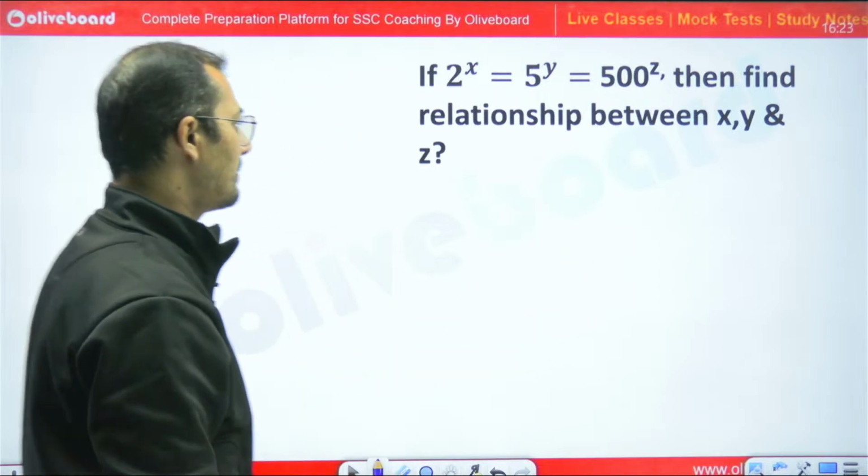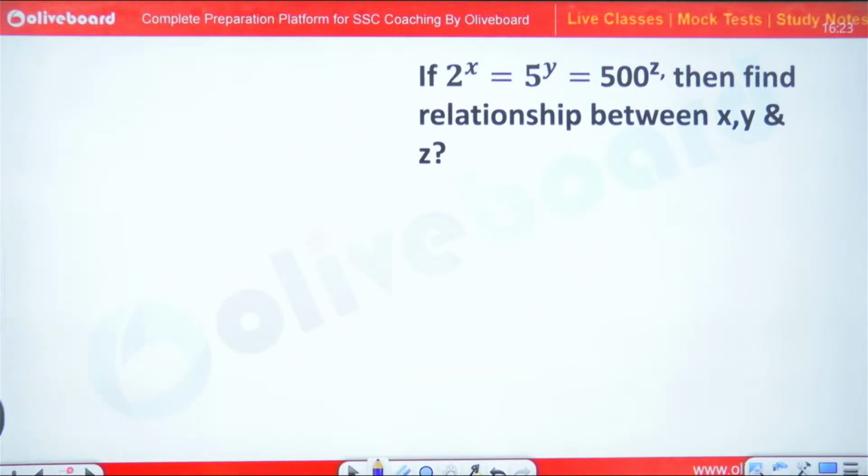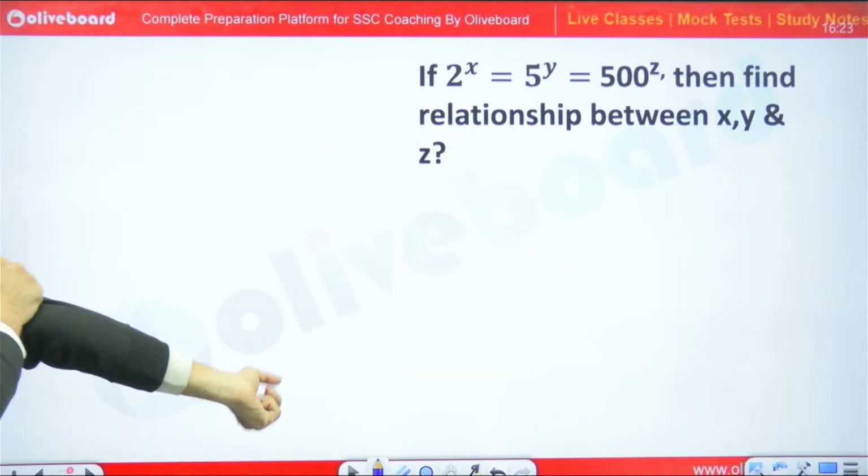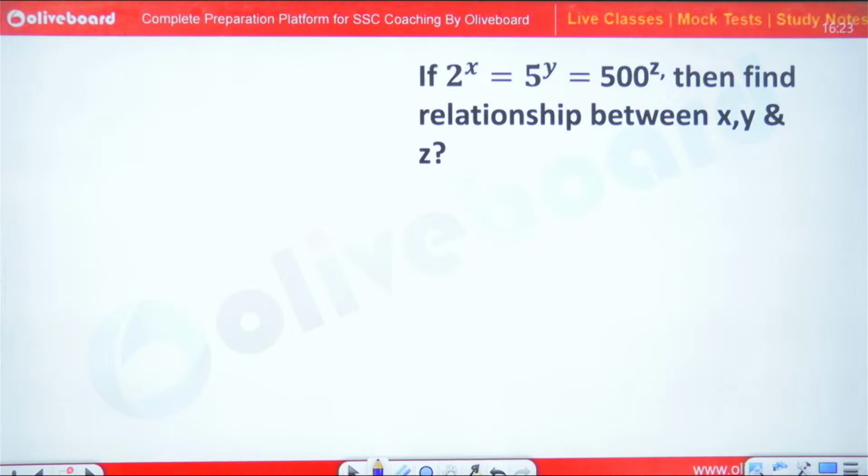So now tell me what would be the answer for this. Find the relationship between x, y and z. Just try this question.